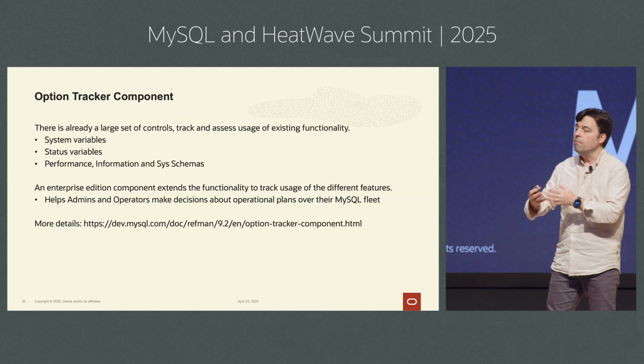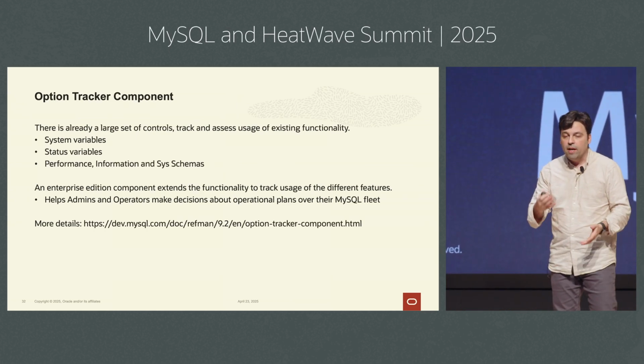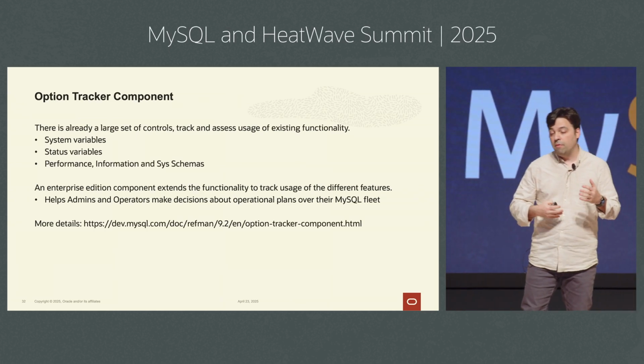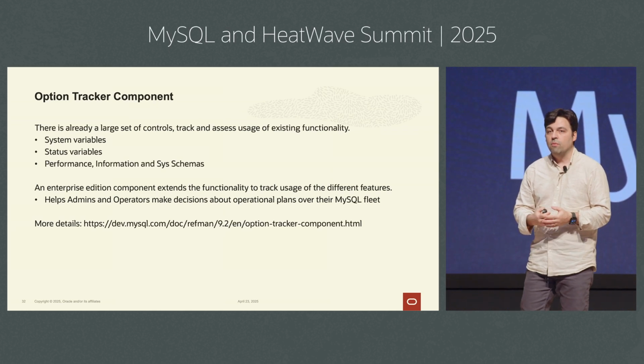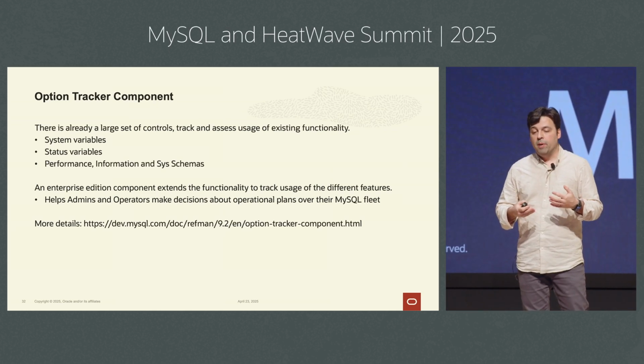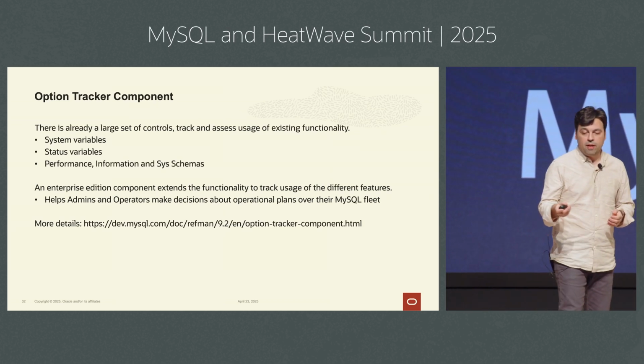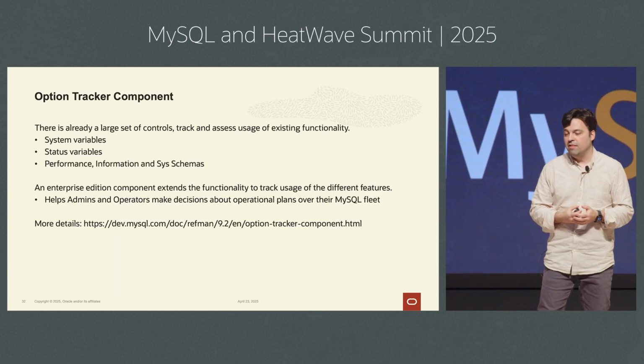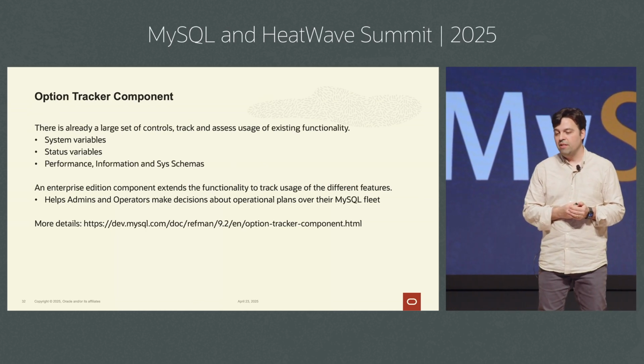Yes, there are already some additional things like system variables, status variables, and Performance Schema and Information Schema tables to understand what is used here and there. But we also have this new option tracker. Details are at the URL here in the slide.